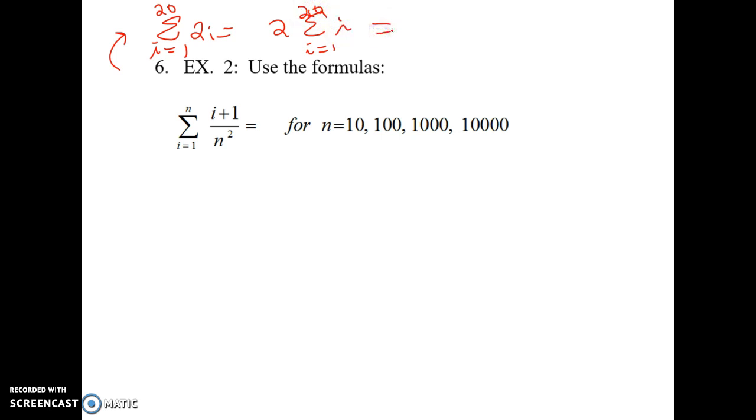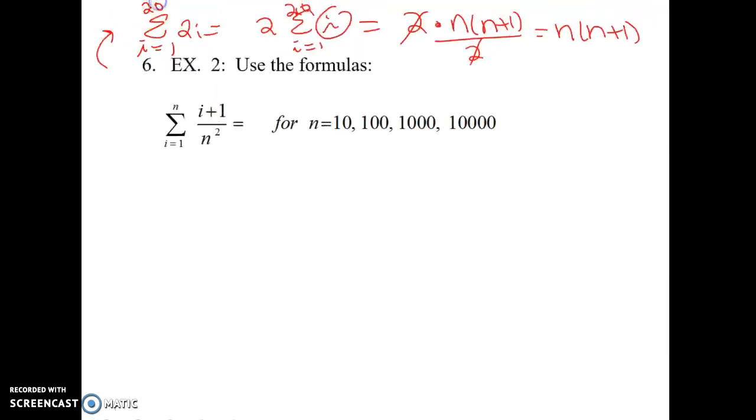Now we know the i formula, so we have 2, our coefficient, times the i formula that we have memorized. And the memorized formula is n times n plus 1 all over 2. Now we can simplify 2 times, these 2 can cancel. So we really just have n times n plus 1. n is your upper bound number, which in this example is 20. So I'm going to plug the 20 in. So I have 20 times 20 plus 1 and get a total sum of 420.